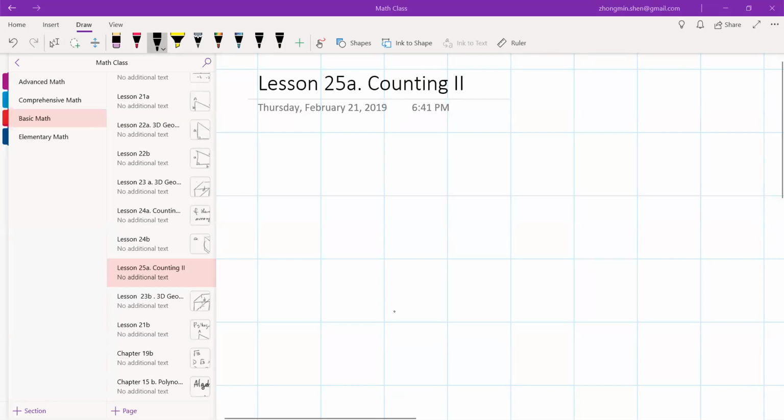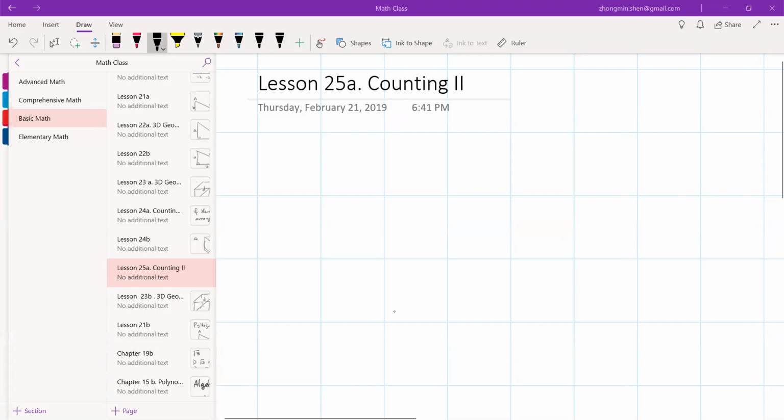Now, the principle of counting: if a procedure is performed in several steps, and for each step there is a certain number of choices, then the number of possible ways to do the whole procedure is going to be the product of the choices. So the principle is kind of simple.